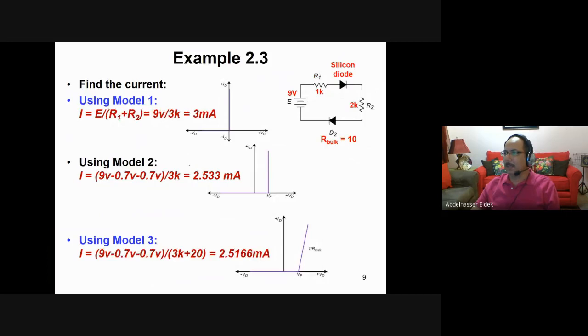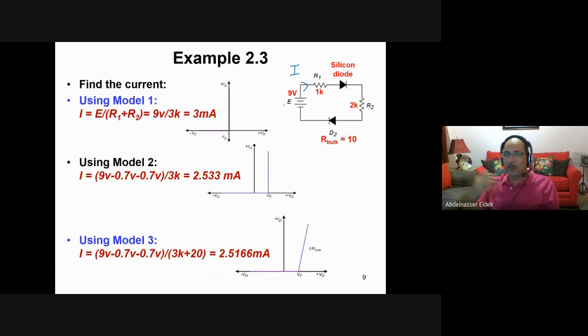Second example, assume that we want to also use the same models used to solve this current, to find this current I, the current here. So what we have here, we have this 9 volt dropped over what? How many? 1, 2, 3, 4. You have 4 elements here. We have 2 resistors and 2 diodes, and the 2 diodes are forward biased because the positive is connected to positive.